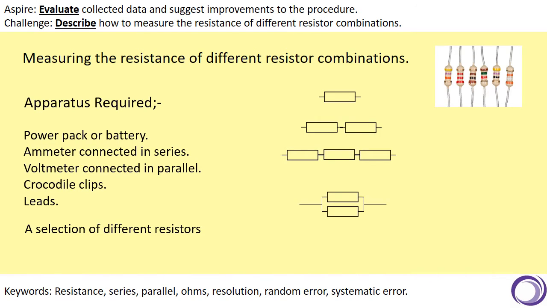And then we can connect them in parallel, so we could have 2 in parallel like that, so we'd find the resistance of the pair. Or you could put 3 of them in parallel and find the resistance of those. There's all sorts of combinations that you can do, but if you can measure those 4 different combinations, that'll pretty much be good enough.